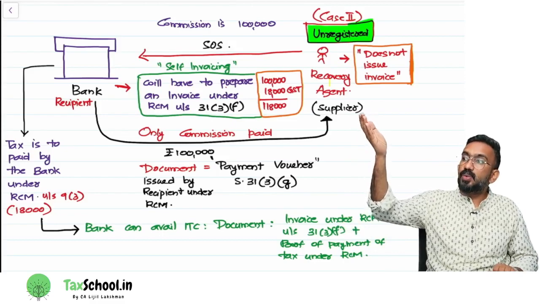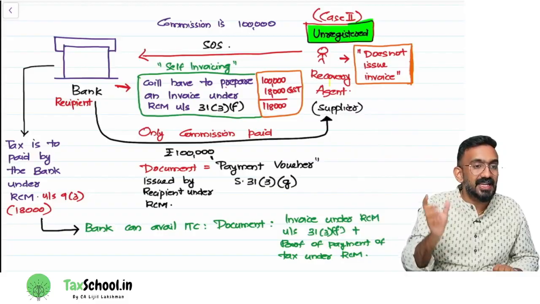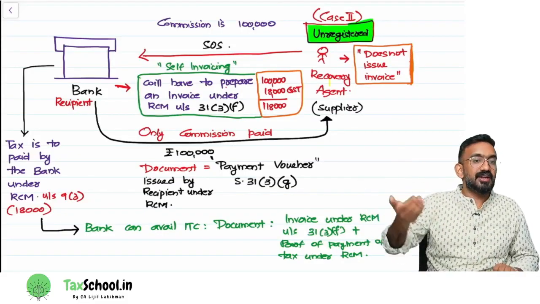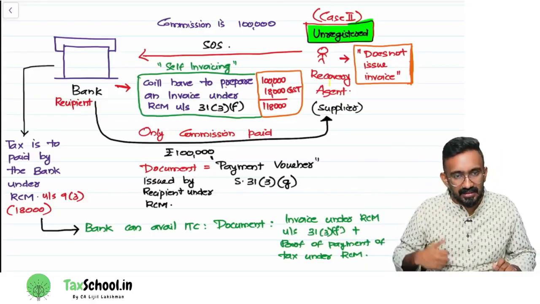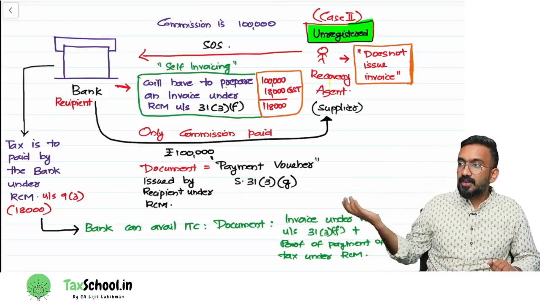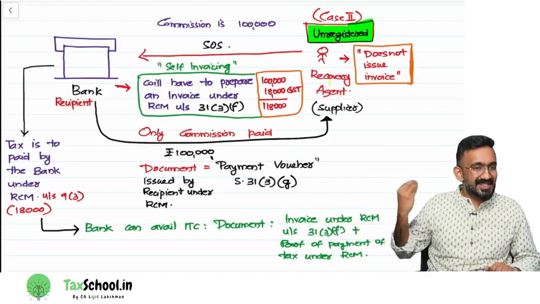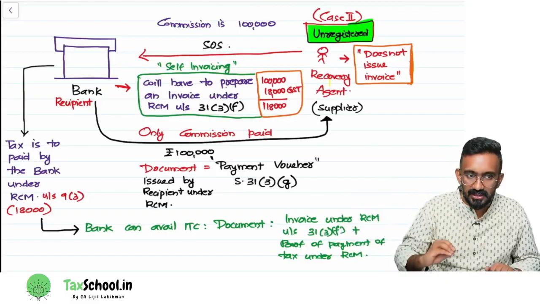Self-invoicing. The bank will have to prepare an invoice under 31(3)(f). We also call this an invoice under RCM. In that invoice, the bank will mention that I have received a service of 1 lakh and the GST was 18,000. I paid it under RCM and then taken the credit. So the document by which the bank will take the credit would be an invoice under RCM, which is a self-invoice, plus after paying the taxes under RCM, they will take the credit of the same again.